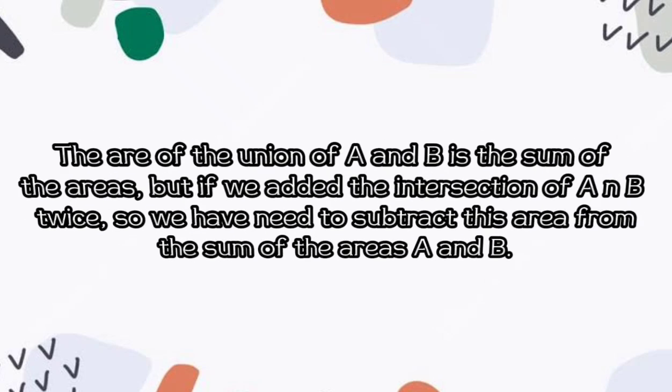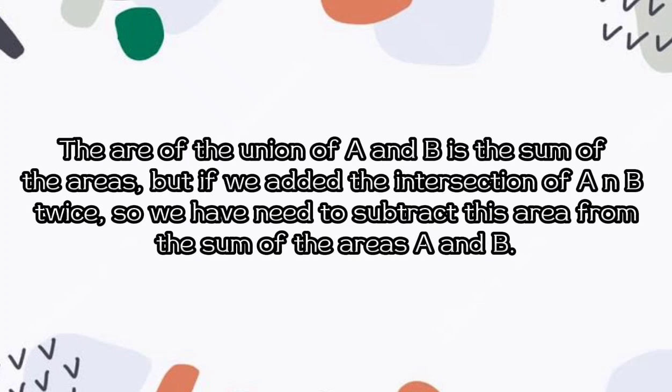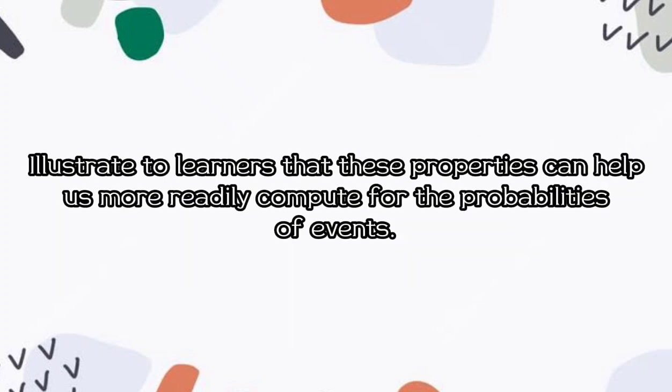Geometrically, from a Venn diagram, the area of the union of A and B is the sum of the areas, but if we add them, the intersection of A and B is counted twice, so we need to subtract this area from the sum of the areas of A and B. Illustrate to learners that these properties can help us more readily compute the probabilities of events.